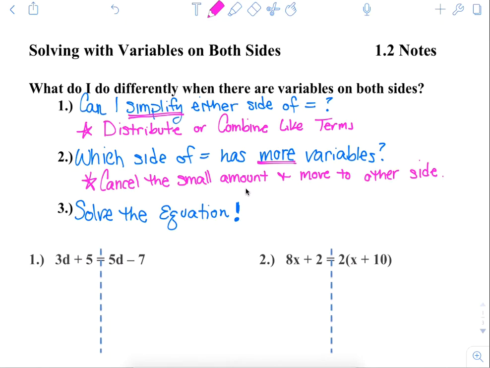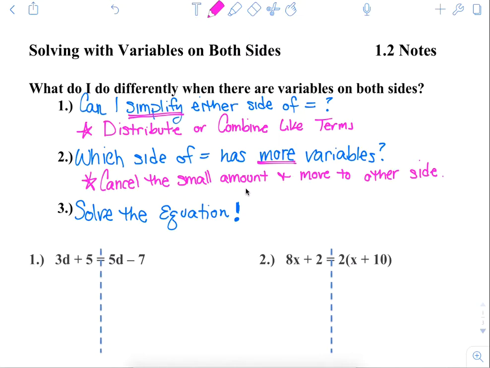Guys, and welcome back to our 1.2 notes on how to solve equations with variables on both sides. So I'm going to show you a couple things on here of what to do if you have x's or any kind of variables on both sides of the equal sign. Take a second, pause it, write down what you see, and then we'll talk about it.